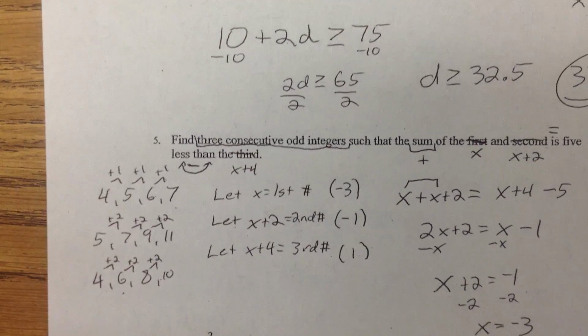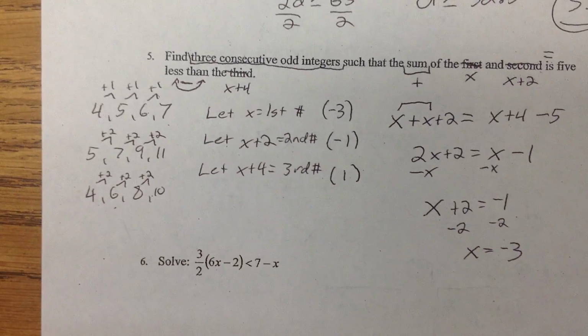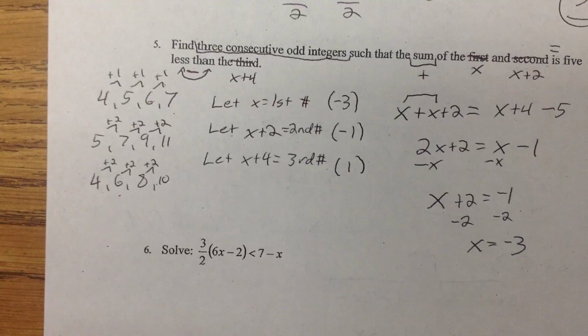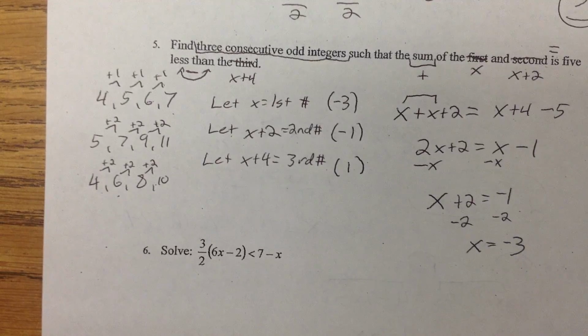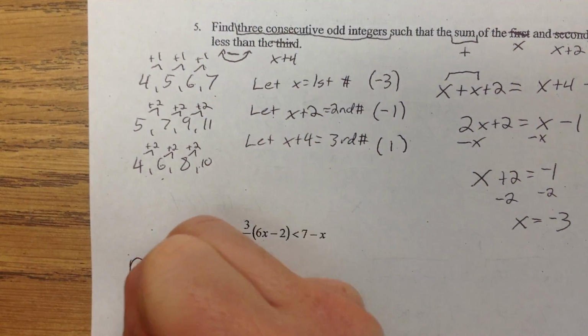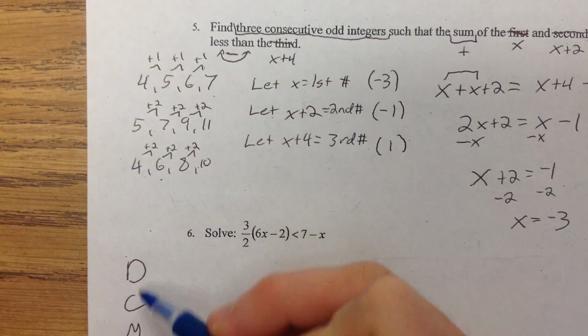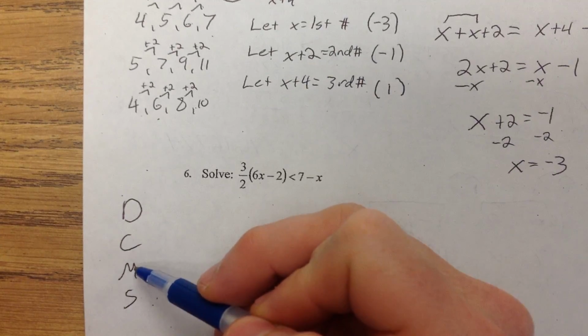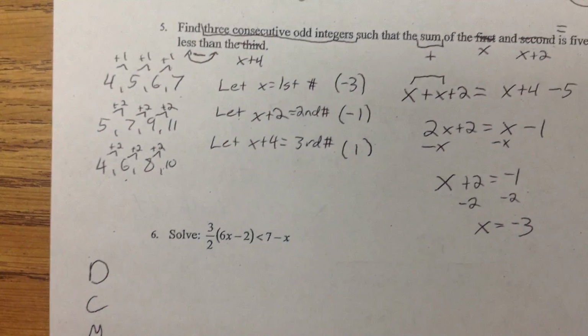And here we are on the last problem. Ooh, and it's a good one. Solve 3 halves times the quantity 6x minus 2 is less than 7 minus x. So again, here we go with our DCMS. Distribute, combine like terms, move the variable, and then solve.